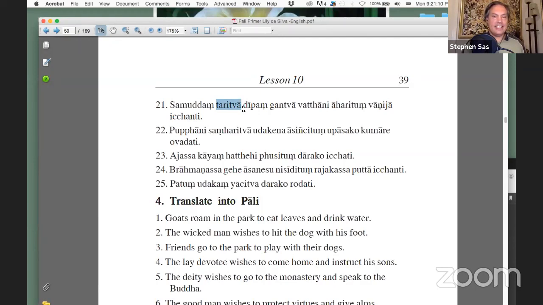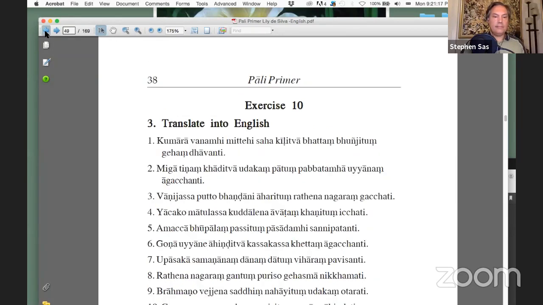Someone wanted to know, in sentence 2, is tinam accusative singular? And how about udakam? Yes. Neuter. Neuter. Right, I think. Okay. That'll do it then. All right. Thank you, Diane. Thank you for your help.